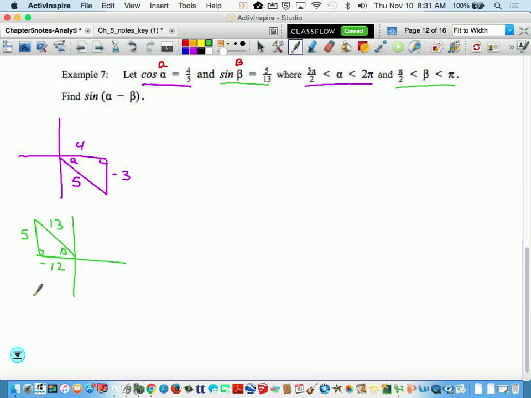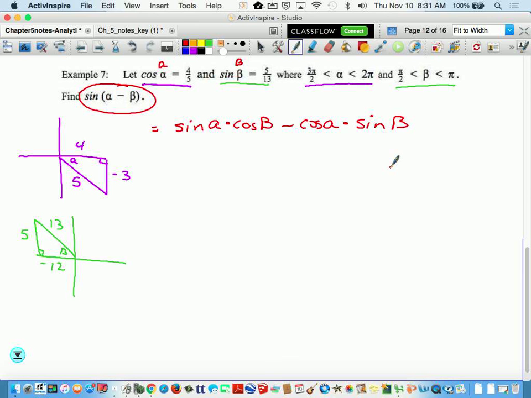What they're trying to get us to find is this. What is the sine of alpha minus the beta, or A minus B? So I'm going to write the formula out. Sine cosine minus cosine sine. And then you have all your information right on your two triangles.